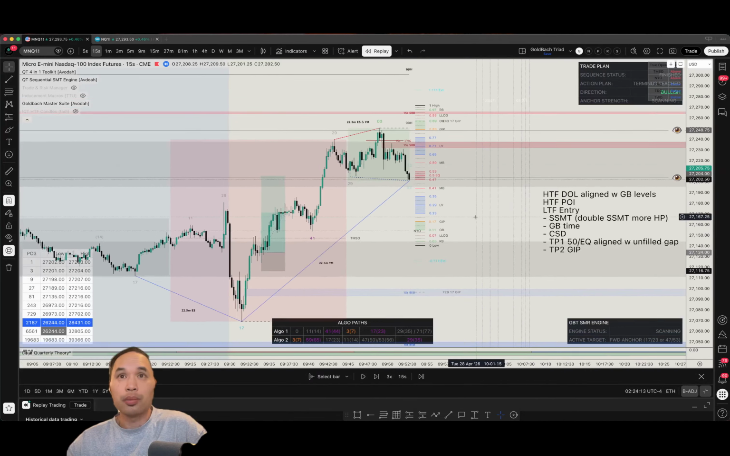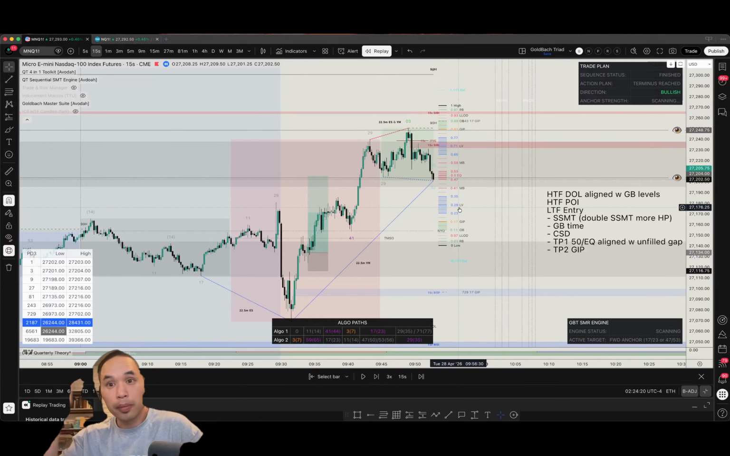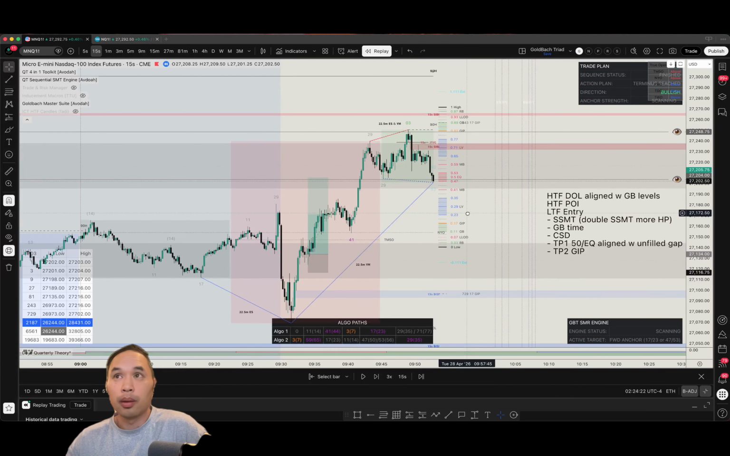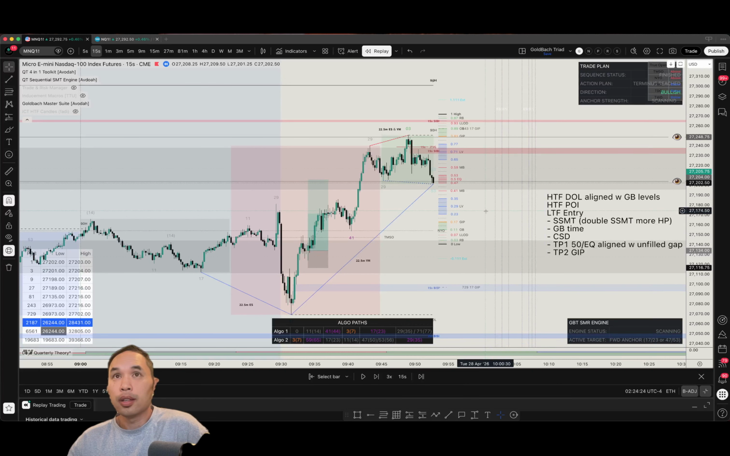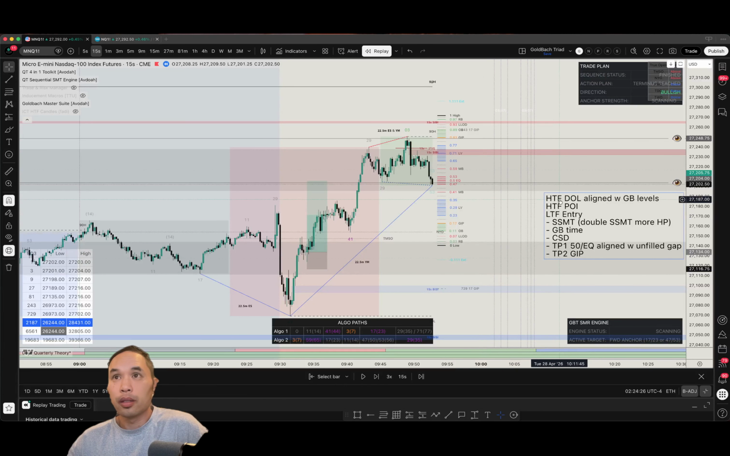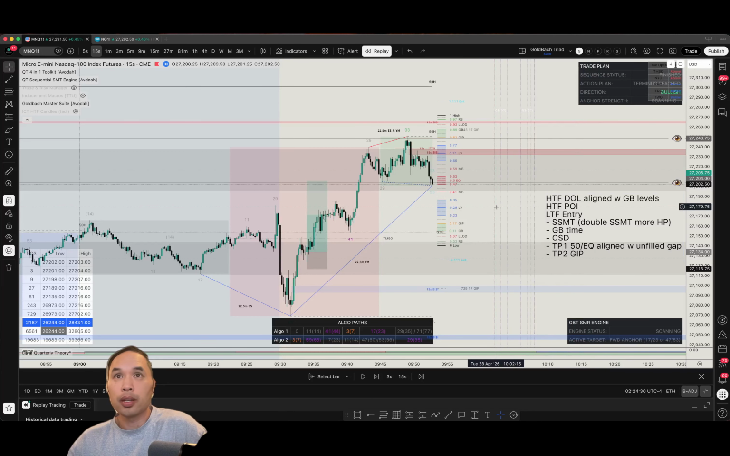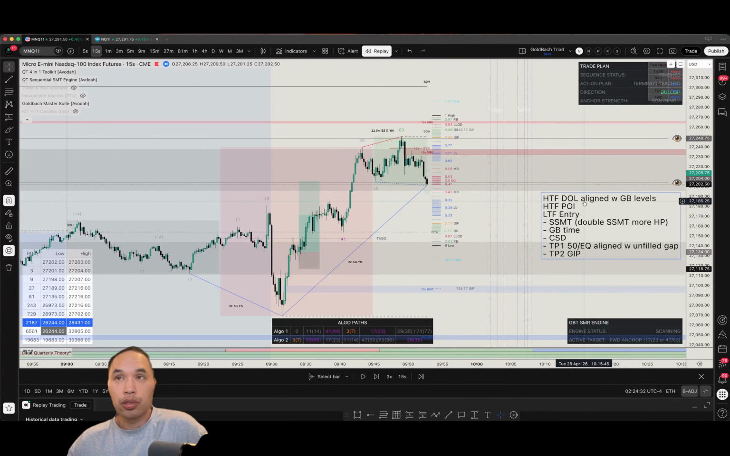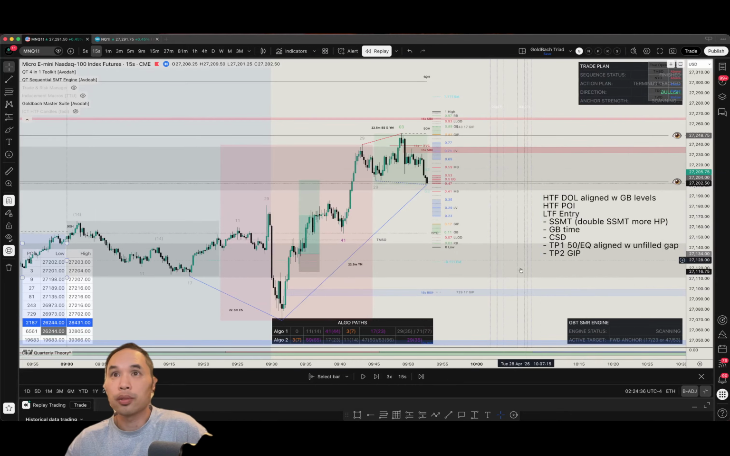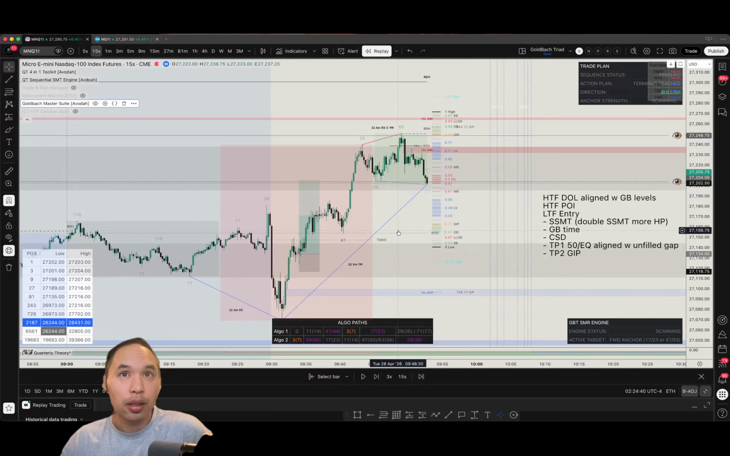It makes sense on where price moves and how price moves now, so I can make sense of the markets. I'm not getting tripped up on wrong draws on liquidity or wrong points of interest, because they're aligned with Goldbach levels. I'm confident in my POIs and my draw on liquidity now. So I call that the Algo Logic model.